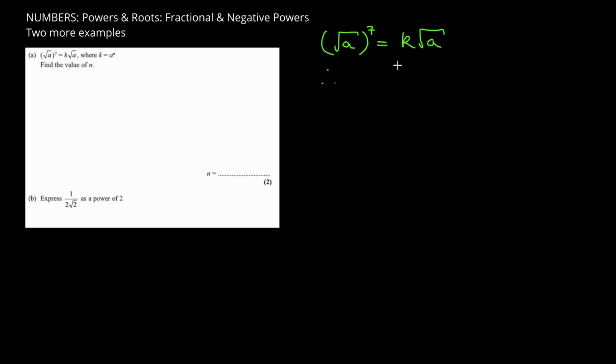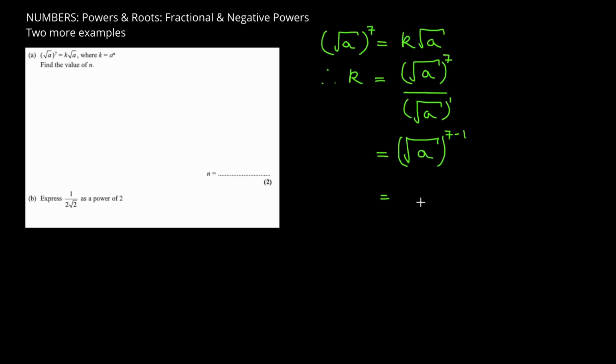So turning this round and making k the subject, I've got k is equal to the square root of a raised to the power 7, and if we divide both sides by root a, the root a appears now on the bottom. Well, this is effectively root a to the power 1, but it's on the bottom. So we've got the same base number. It doesn't matter that it's a root a and a root a. This one's raised to the power 7, and this one is raised to the power 1. So this is simply equal to the root of a raised to the power 7 minus 1, using the subtracting powers rule. Okay, this is equal to the root of a raised to the power 6.